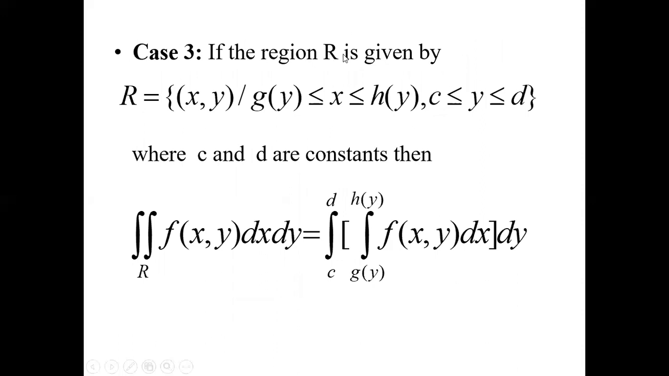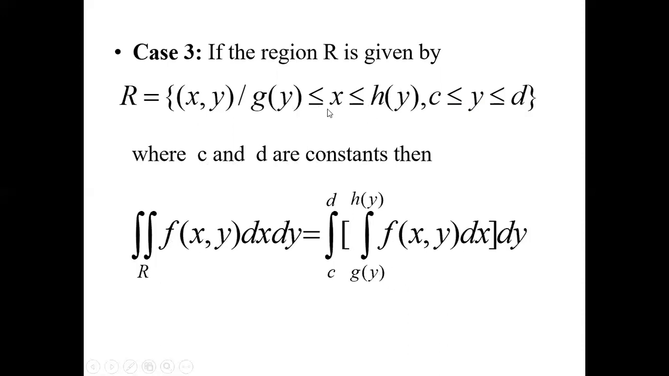If the region R is given by R equal to the set of x and y, where x lies between g of y and h of y, now these are functions of y. X is a function of y, and y has constant limits, c less than or equal to y less than or equal to d, where c and d are constants. Then the evaluation of the double integral of f of x,y dx dy over the region R is equal to, first you are integrating with respect to x.